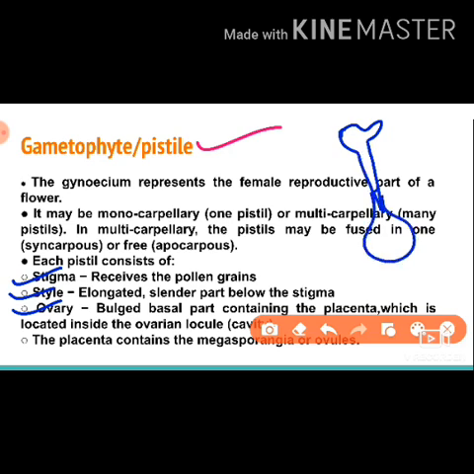If we draw the simple diagram here, this part we call the stigma, and this slender elongated structure we call the style, and this is the ovary, and inside the ovary there is the presence of the ovule. This is the common structure, which we already know. And this gynoecium is a very important female reproductive part of a flower.